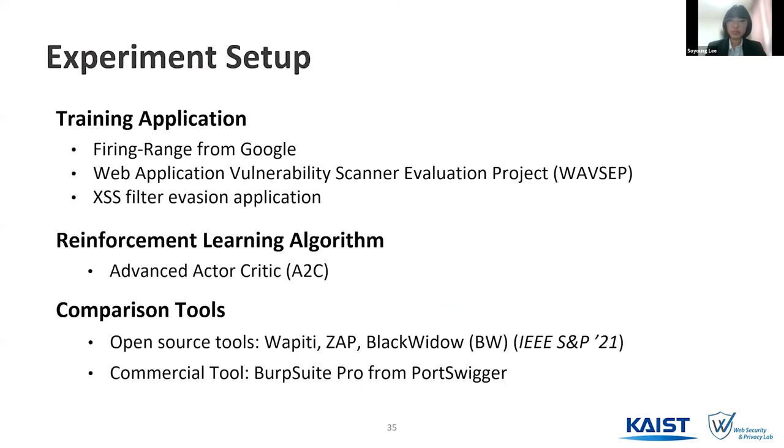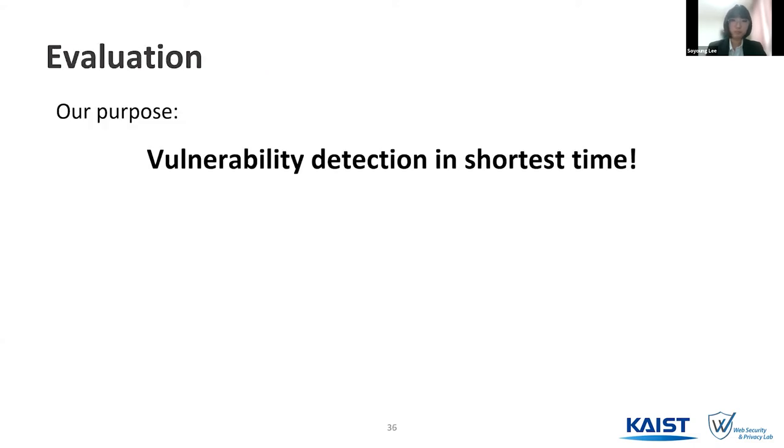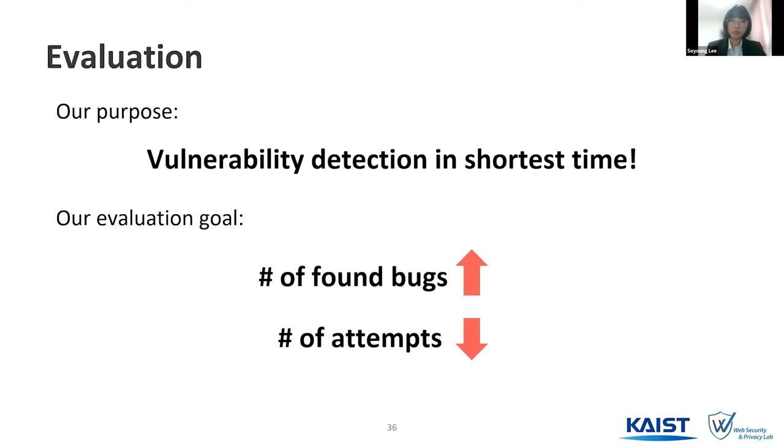So we implemented these design settings and conducted the experiment. For the training, we prepared three scanner evaluation applications: Firing Range, WAVSEP, and a filter evasion application. We trained our agent with the advantage actor-critic algorithm. For the evaluation, we compare Link to three open source tools and one commercial tool. Note that our main goal is to detect vulnerabilities in the shortest time, so we compare two metrics: the number of found bugs and the number of attempts.